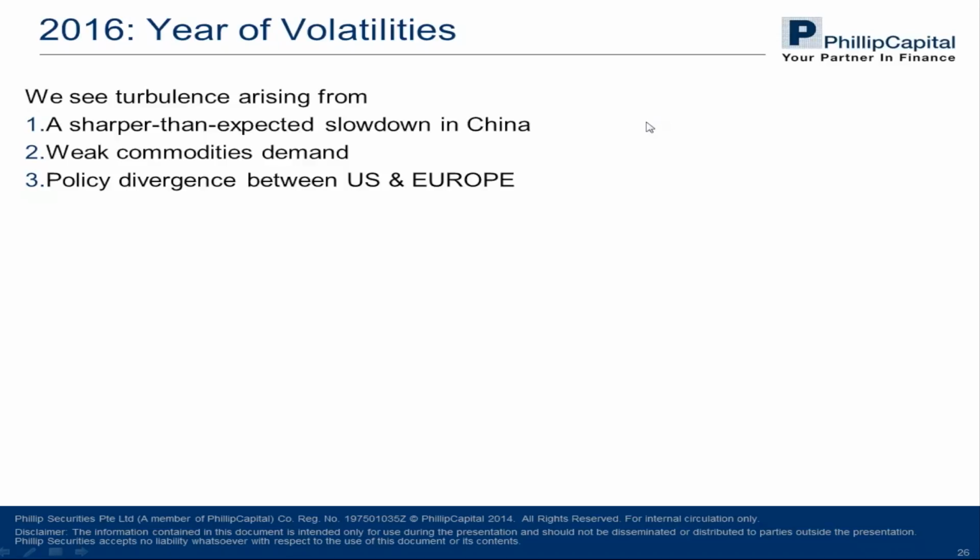And lastly, there will be a policy divergence between the US and Europe. We know that Europe is doing their QE and stimulus, whereas the US is raising their interest rate. So this policy divergence would also result in volatilities in the equity market.